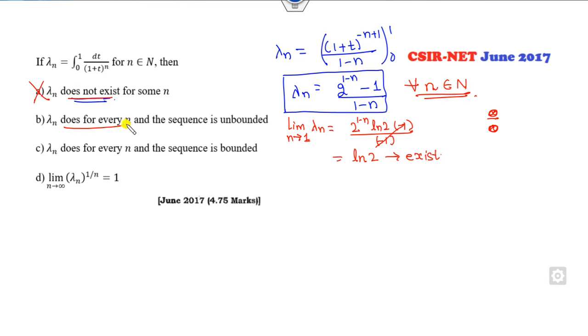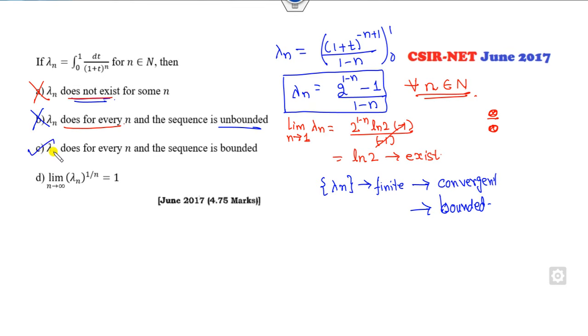This does exist for each n, and the sequence is unbounded. This exists for them, the sequence is bounded. Now how can you check whether it's bounded or not? What does it mean? The limit in each case is finite. So what is this? It means the sequence is convergent. Once the sequence is convergent, it implies it is bounded. So unbounded is cancelled. This is the right answer.